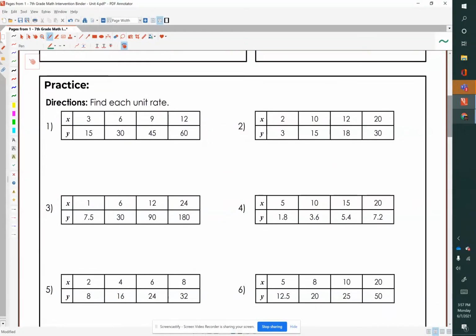So we're going to find the unit rate. Let's choose the smallest numbers. So we're going to have 30 minus 15 as our numerator, divided by 6 minus 3. And we get that right here. So that's the change in y divided by the change in x.